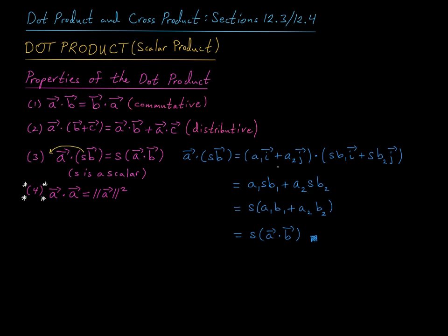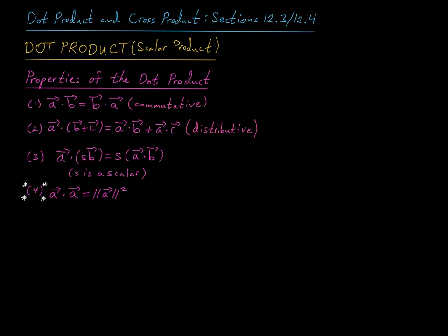And now to take the dot product of these vectors, multiply their i components, so A1 SB1 plus the product of their j components, A2 SB2. And now we can go ahead and factor out S, which is really the reverse of the distributive property for ordinary real numbers. So you get S times this expression, and this expression in parentheses is just A dot B. So that completes the proof there.